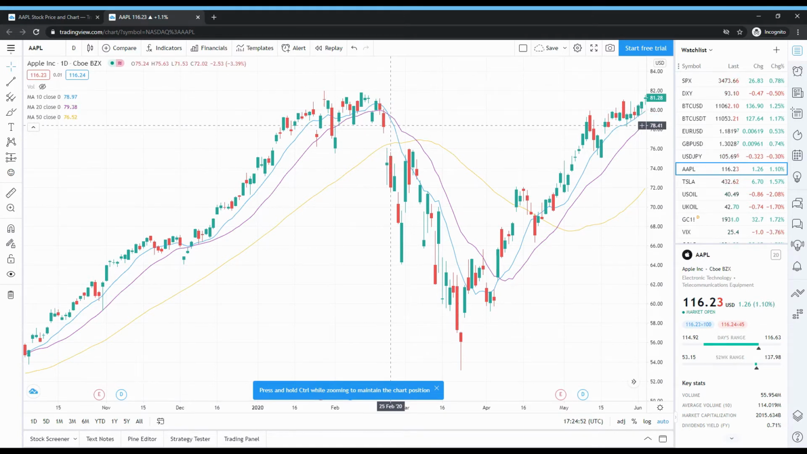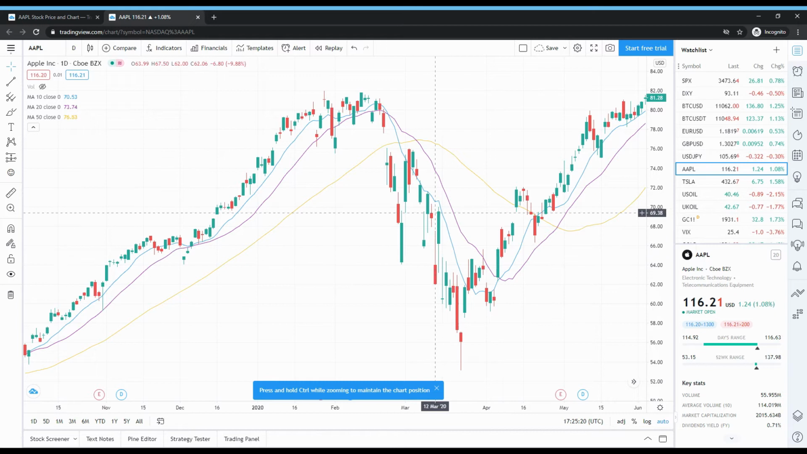Here our 10-day moving average has cut our 20-day moving average, which means it's going on a downtrend for a shorter period of time, and then it cuts our 50-day moving average also, which means it's definitely going down. And also our 20-day moving average has cut across the 50-day and is going down right now. So it's definitely a long-term trend that the prices are going to go down.